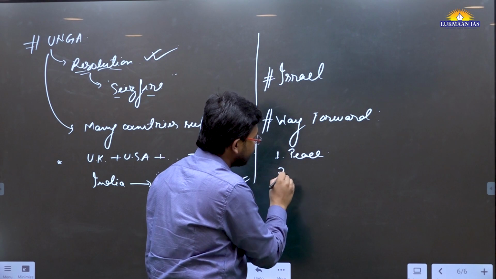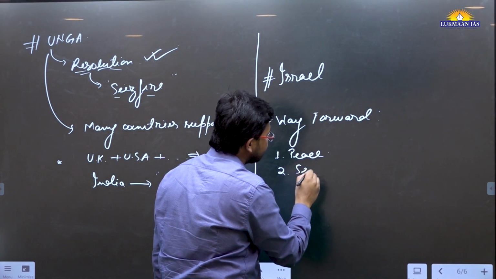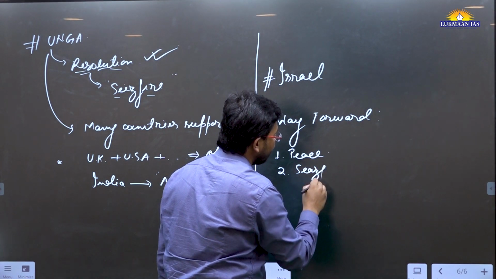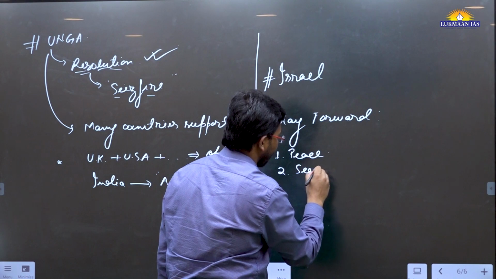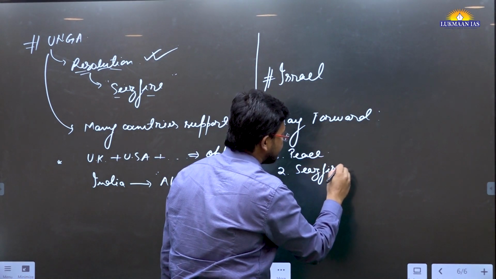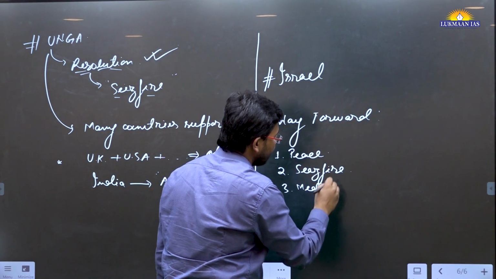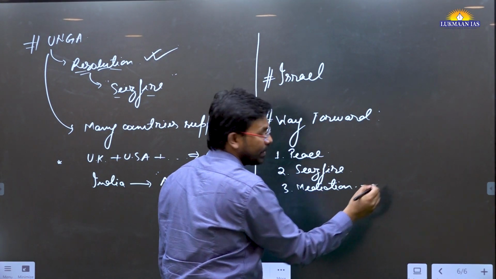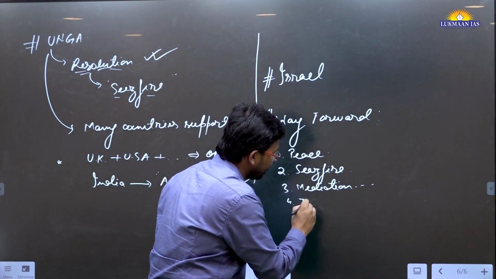And this peace can be established by different steps. First of all, there can be a ceasefire, okay? Then there can be mediation, right? Big powers can mediate over here, and people can think of a two-state solution.